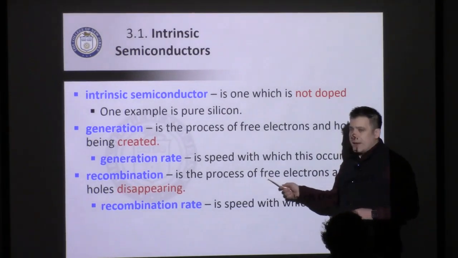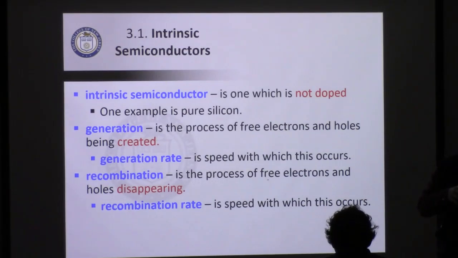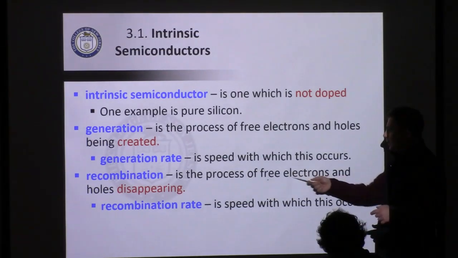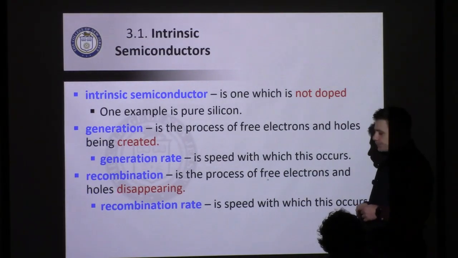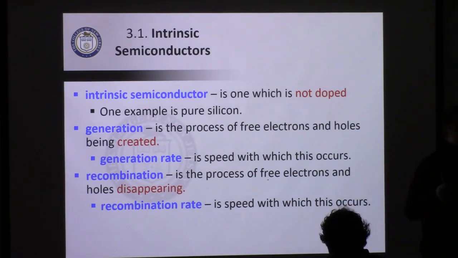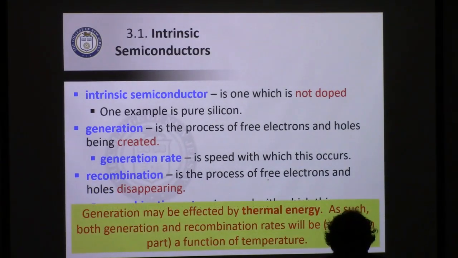And then we have recombination, which is the opposite. So when an electron finds a hole, they recombine, which then stabilizes the covalent bond and essentially kills the free electron and the hole. Recombination rate is the speed at which that occurs. Generation rate is the speed at which generation occurs. So generation may be affected by thermal energy.